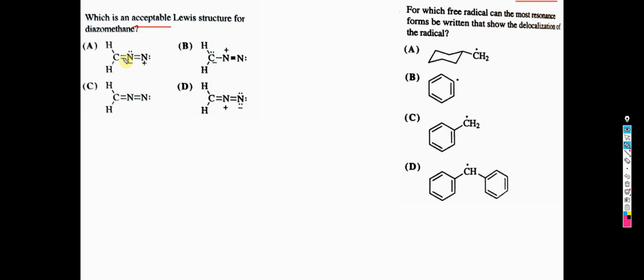So for the first one, if you look at it, this nitrogen obviously catches your eye because it has 1, 2, 3, 4, 5, 6, 7, 8, 9, 10 electrons. That's not acceptable, so that's not the right structure.